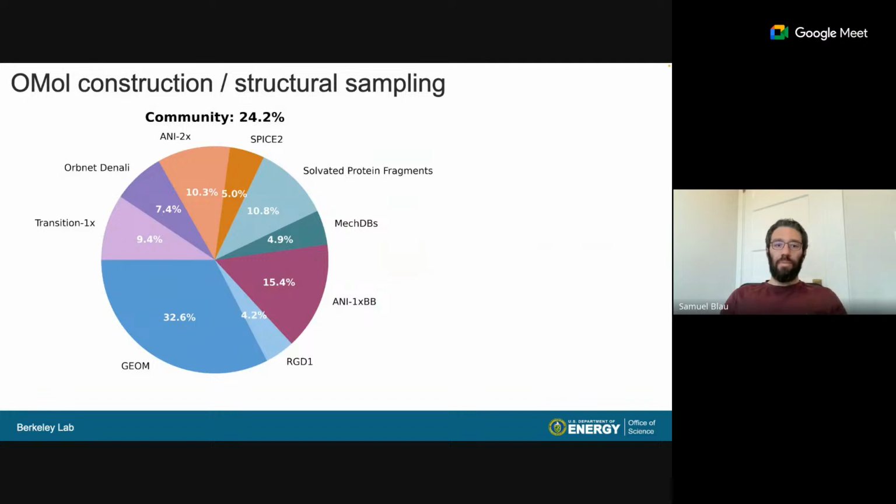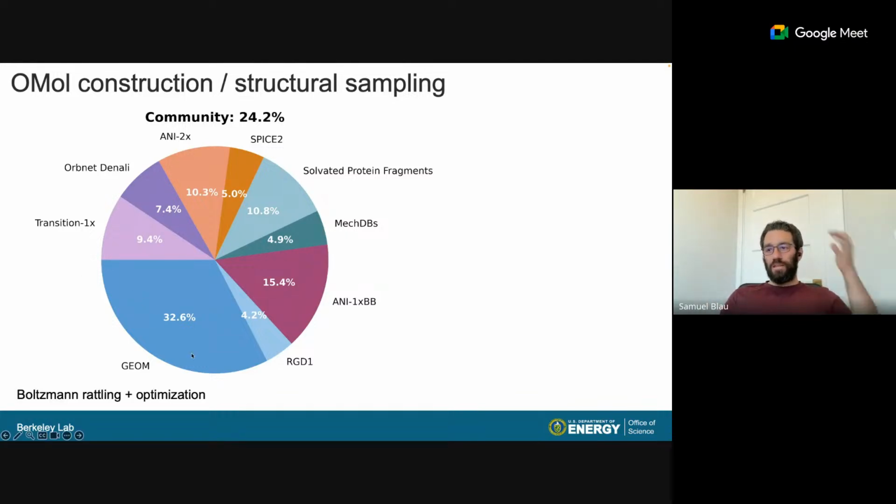So now I just want to talk a bit about how the data set was constructed. And we are going to have 4 different pie charts that I'm going to show. And the first one is, let's stand on the shoulders of giants. People have done a lot of work building data sets previously, and we wanted to leverage that. We didn't want to reinvent the wheel wherever possible. So we took a few data sets like Transition1x, OrbNet Denali, ANI-2x, and SPICE2, and we just recomputed them, the exact same structures, at our higher level of theory for consistency.